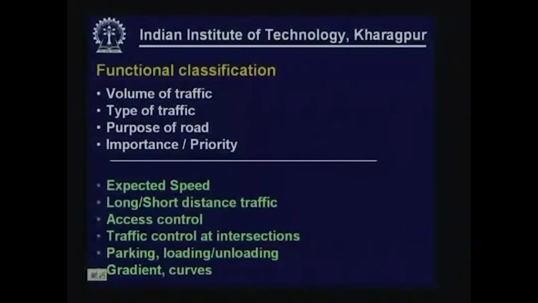For them, the predominant function may be high speed movement of freight and also maybe passenger traffic. So, again the function is not the same. The importance and the priority of the road is also different, not that all roads have equal priority. So, prioritization is also done for different roads.